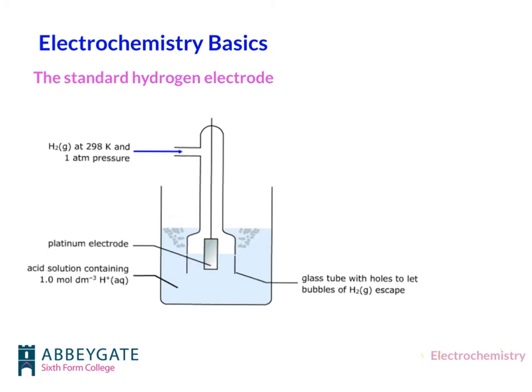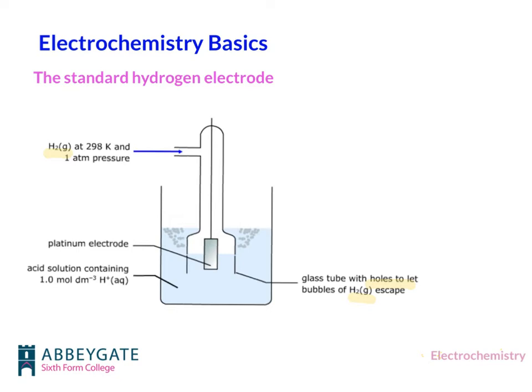Now, this is the standard hydrogen electrode. It's the most common one that you're likely to see where there's gases being used, but this is the standard setup you'd have for gases. So we have 1 atmosphere pressure hydrogen gas, and that gas is pumped in through a special glass tube, and the special glass tube has got little holes at the bottom, which let any bubbles of hydrogen escape.